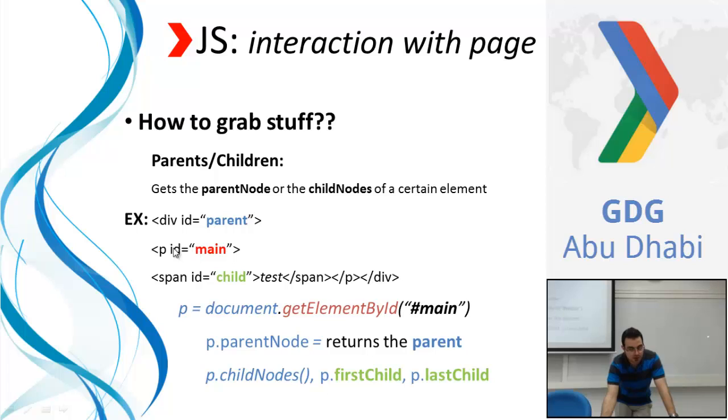Or if you want to get what's inside it, like the span here, you can tell it p.childNodes, which will return all the children. Or .firstChild, it will give you just the first one. So if you have multiple, it will choose the first one, or lastChild, it will choose the last one. So this is how you can grab elements by IDs or tags or parents, children, and so on. And we'll give you other ways you can do that with jQuery later in our 4th session.